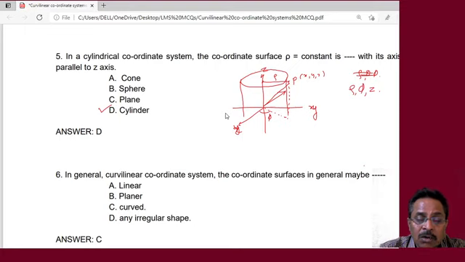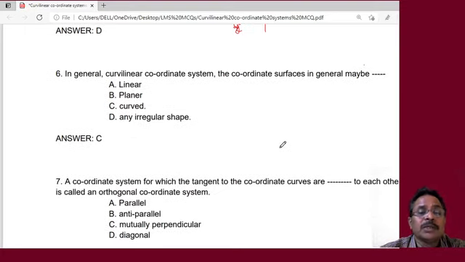So all the questions which we have discussed up till now are based upon the type of system and the coordinate surfaces as well as the coordinate planes and so on. In a general curvilinear coordinate system, the coordinate surfaces in general may be, okay, so this is what a curvilinear coordinate system is. It cannot be linear all the time, it cannot be planar all the time, it must be curved.